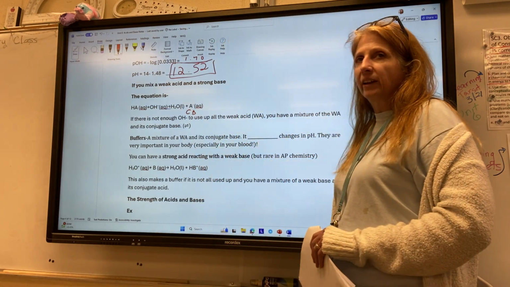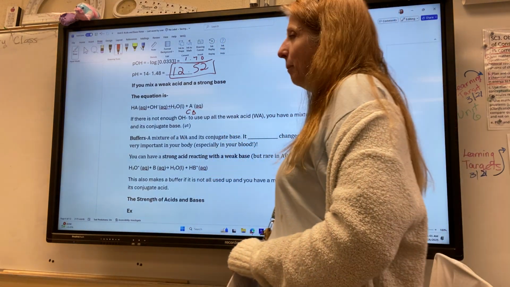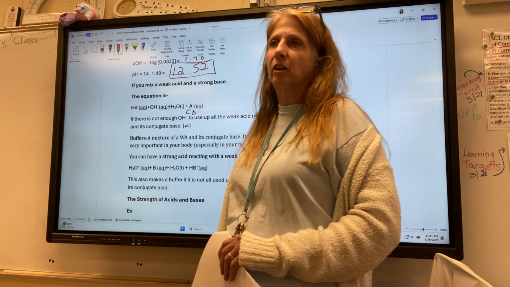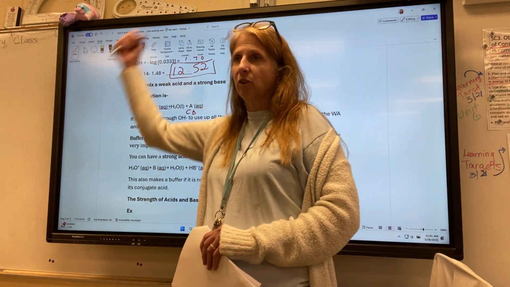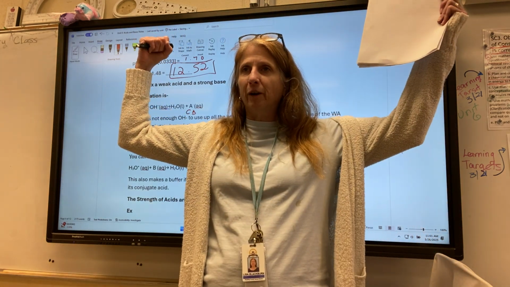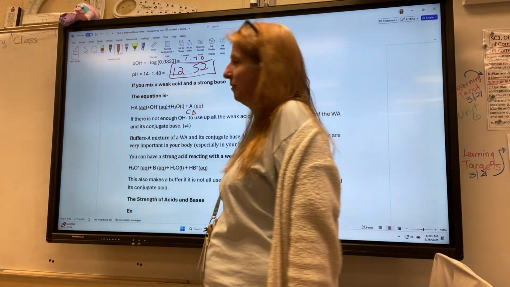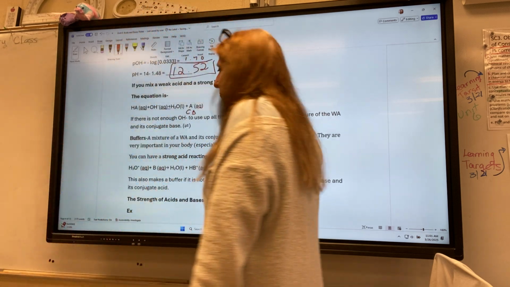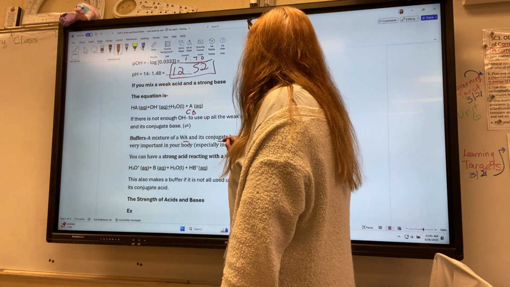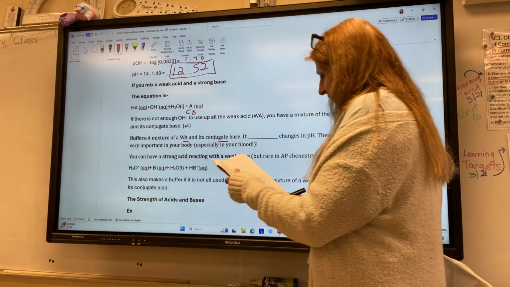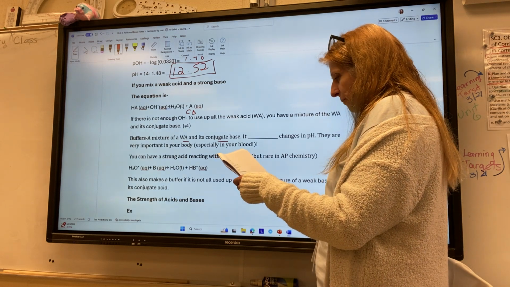Okay, so that leads us to our next topic, buffers. Does anybody know what a buffer is in chemistry already? Sounds like you're working out. You're buffer. I'm buffer than someone who doesn't work out. That has nothing to do with it. But buffers, they are a mixture of a weak acid and its conjugate base. It's exactly like that.